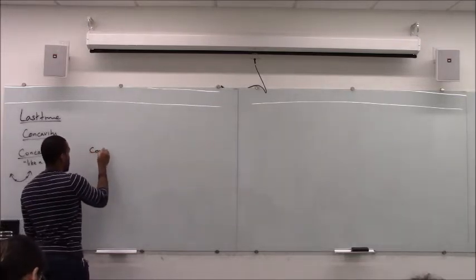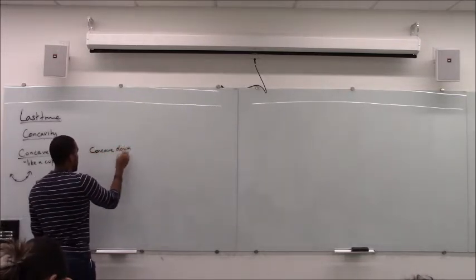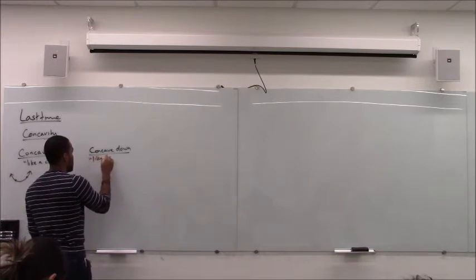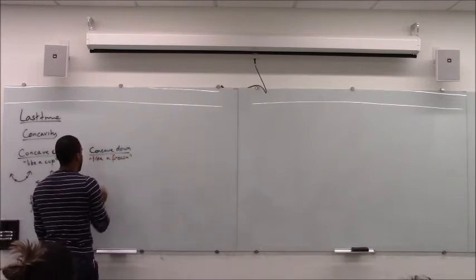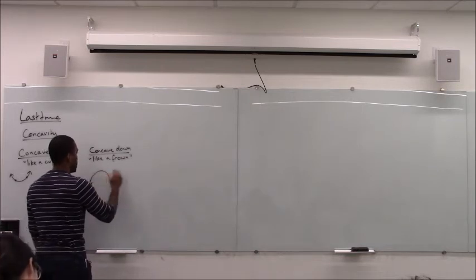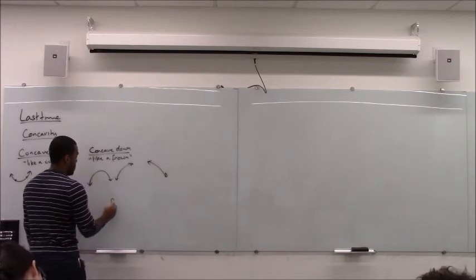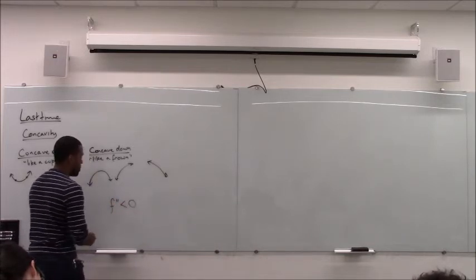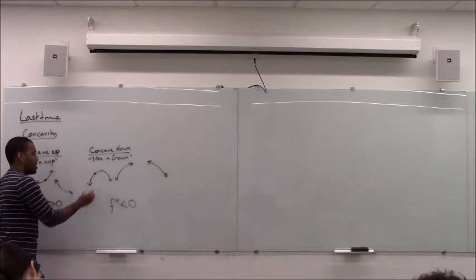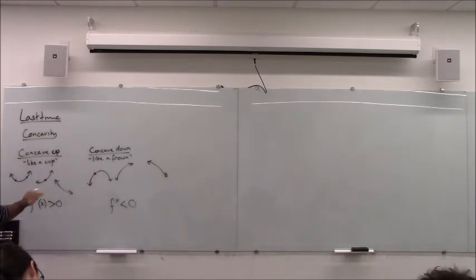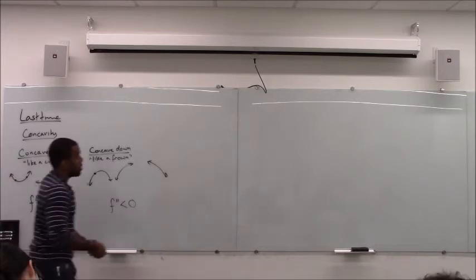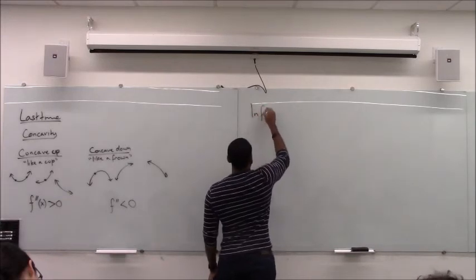You also had concave down, like a frown. So this is when you're shaped like that, or like that, or like that. The defining characteristic here is that the second derivative is negative. So if you were to pick any random x value on this region where you have sort of this frowny face situation, you'd realize that if you take the derivative and then take it again, you'll get a negative value. So that was concavity. Now the next thing I want to define for you is a thing called inflection.